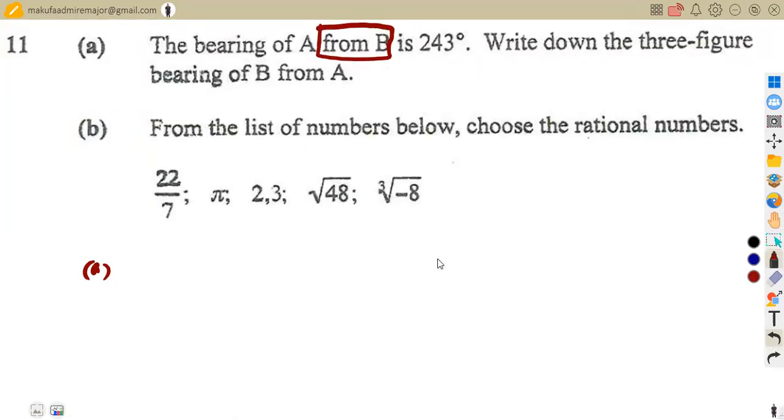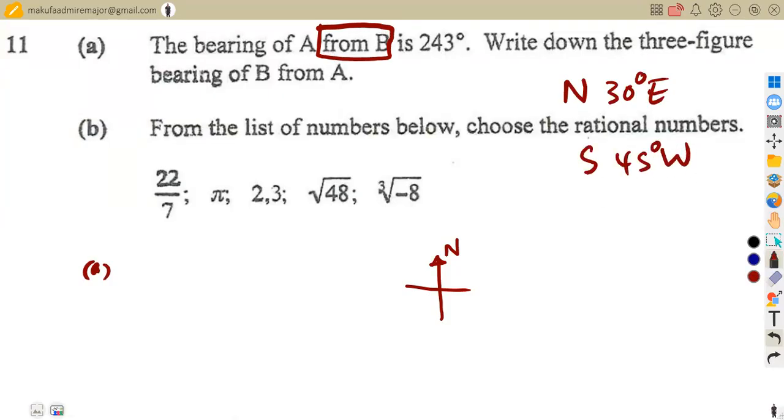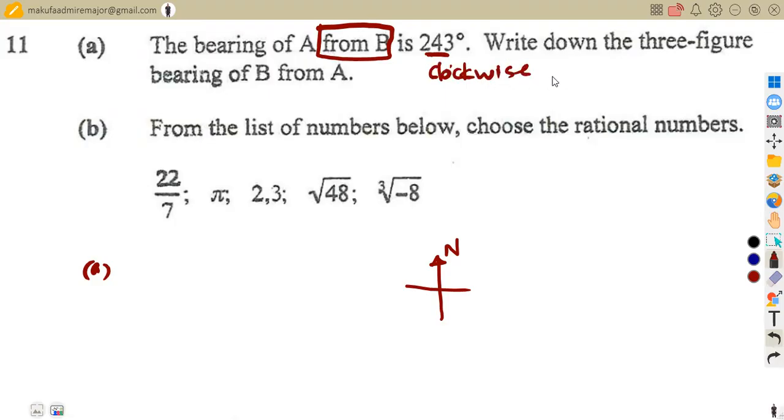So this is what we have in actual sense. This is from B. We are going to have our north pole at B. This is a 3-figure bearing. Compass bearing is the one that we see with the poles, north 30 degrees east, south 45 degrees west. This is compass bearing. Once you are given without these poles, it means we are talking about a 3-figure bearing, which is always taken in the clockwise direction from the north pole.